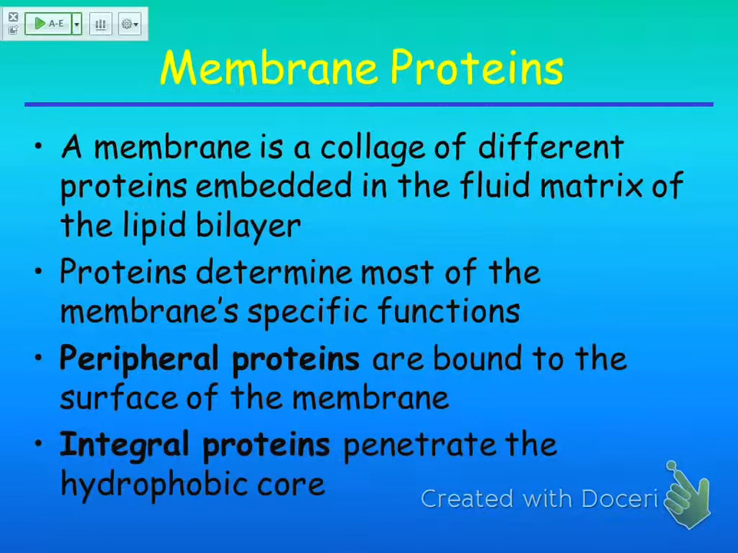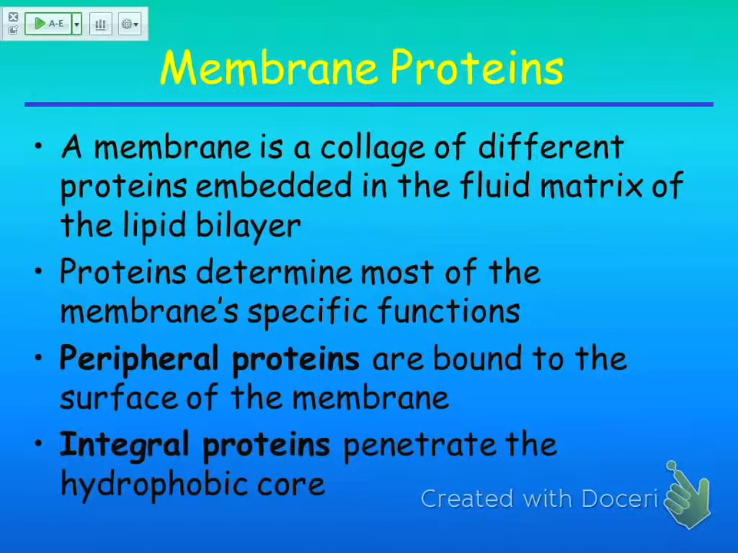And now they can do different things. These proteins in the membranes can do different things, and they can help to determine the function of some of these membranes. Some of the proteins in the membranes are peripheral, meaning, what does periphery mean? If you're at the periphery of something, what does it mean? You're at the edge. If you're on the periphery, you're on the edge.